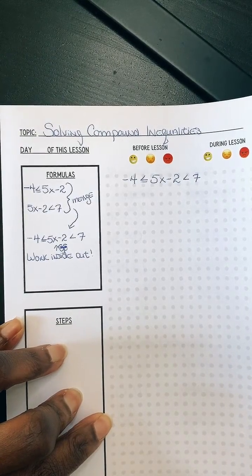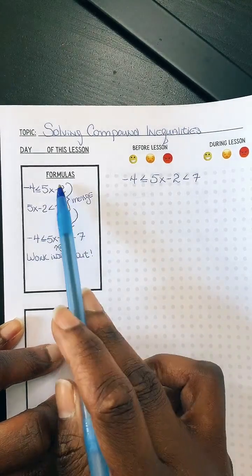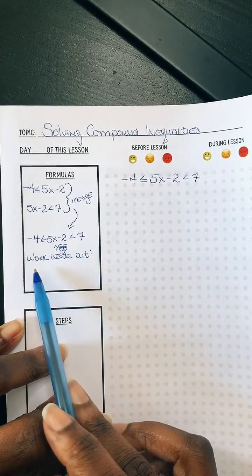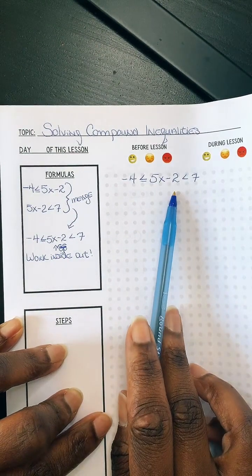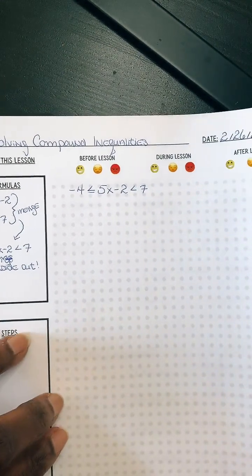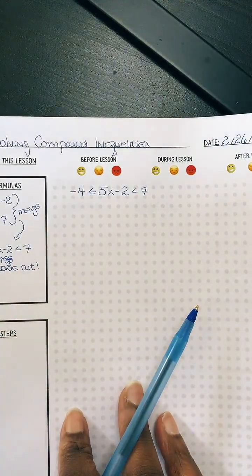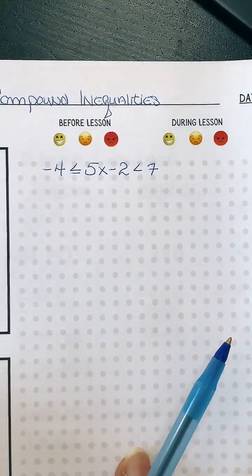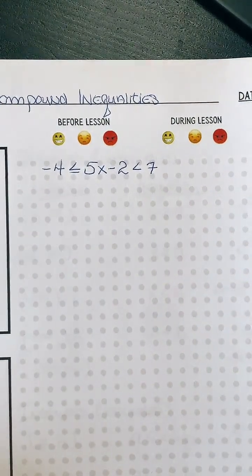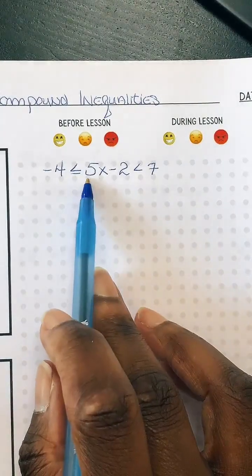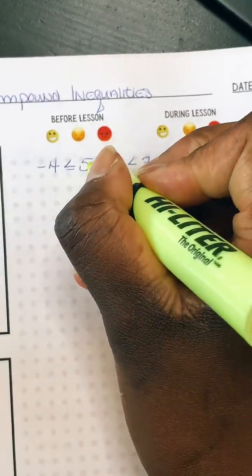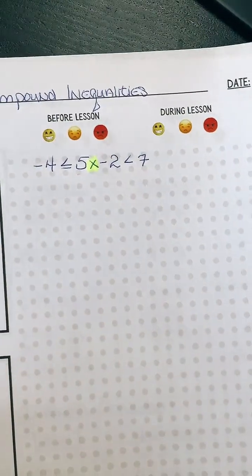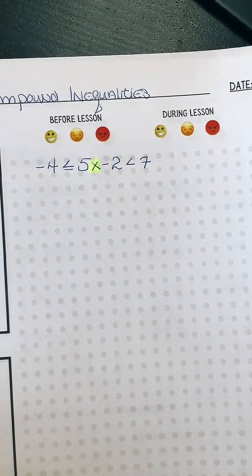But here's the thing. Yes, Miss Homebody, she's got that first part. So when you're merging two inequalities into one, you always want to work from the inside out. Let me zoom in. So we have negative 4 is less than or equal to 5x minus 2, which is less than 7. We want to get this x by itself in between those inequality signs. That's the goal. We want to isolate our variable.